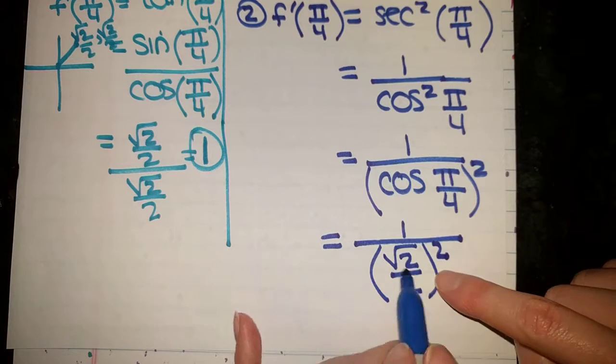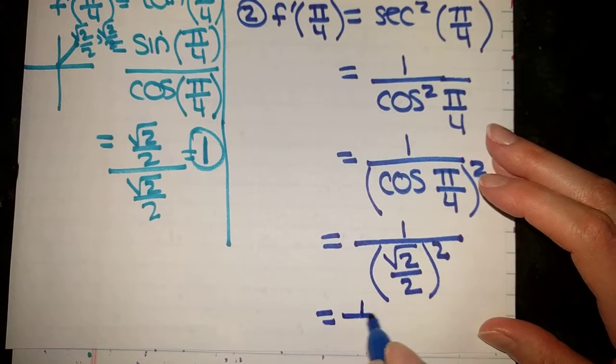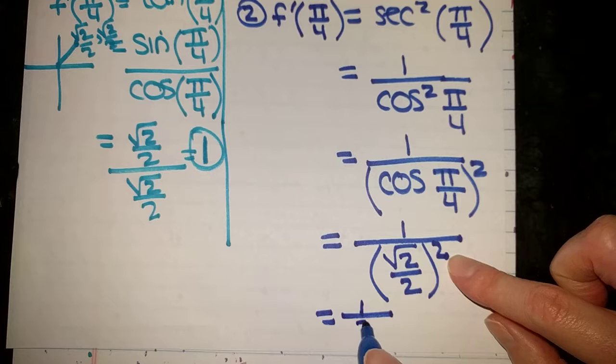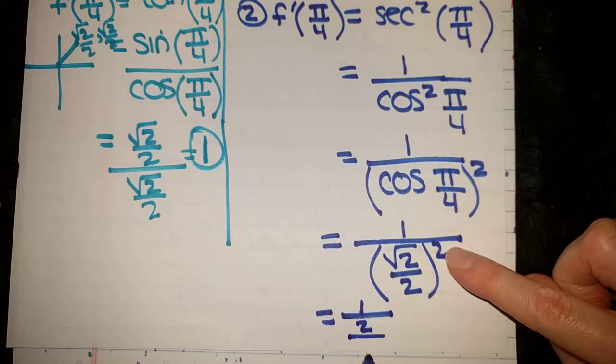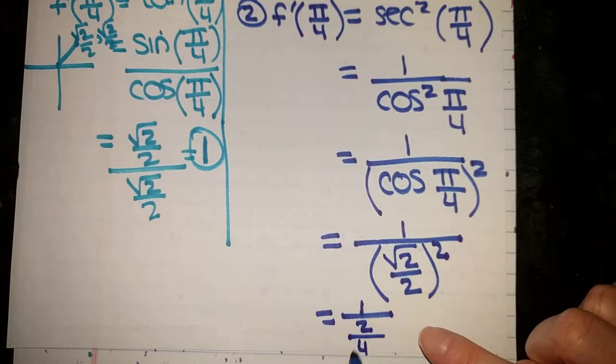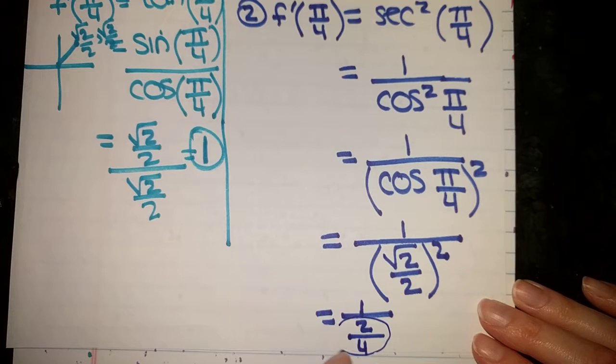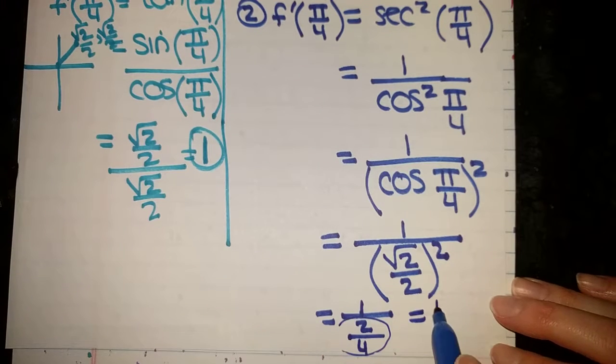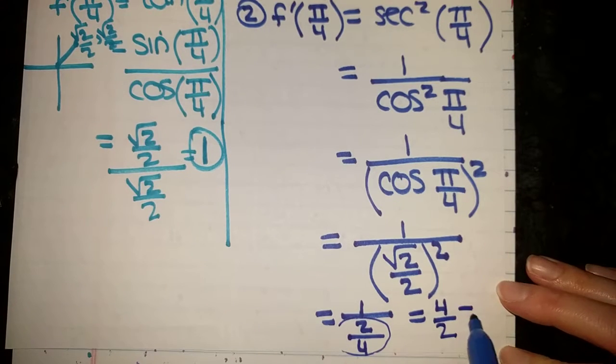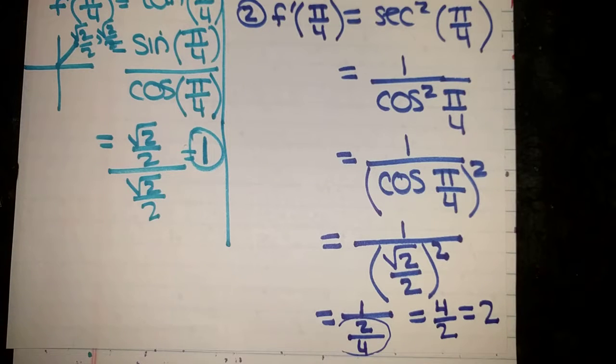So if you square this, you're going to have 1 over the square root of 2 squared, which is 2, and then 2 squared would give you 4. So because you have this complex fraction, you would flip this denominator, and you would get 4 over 2, which would just give you 2. So that would be your f prime evaluated at pi over 4.